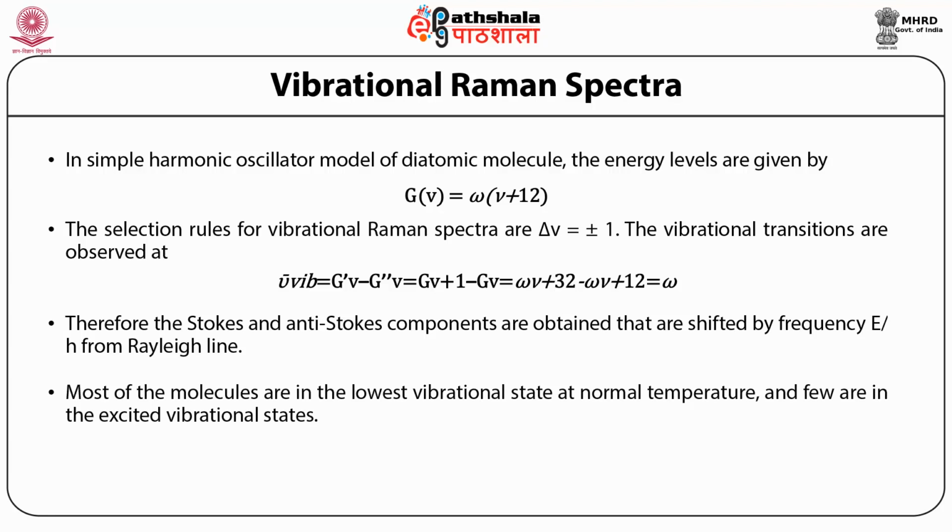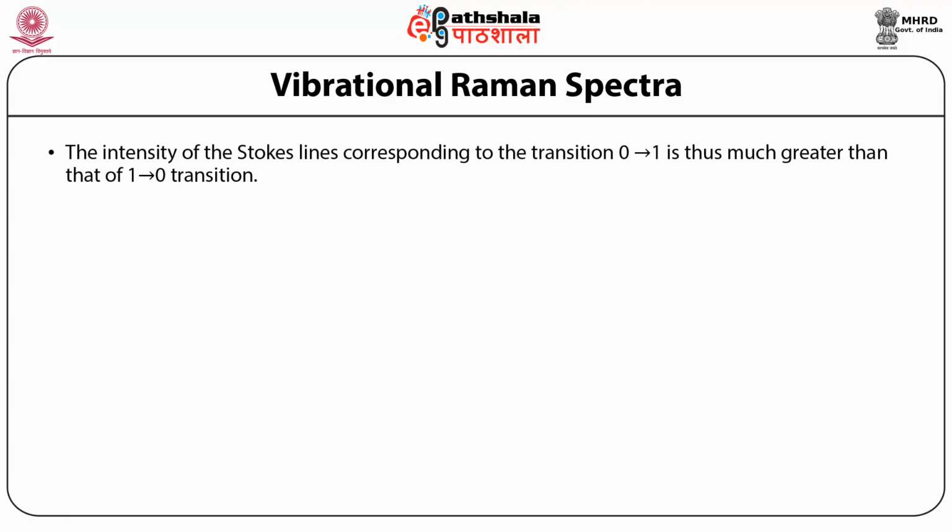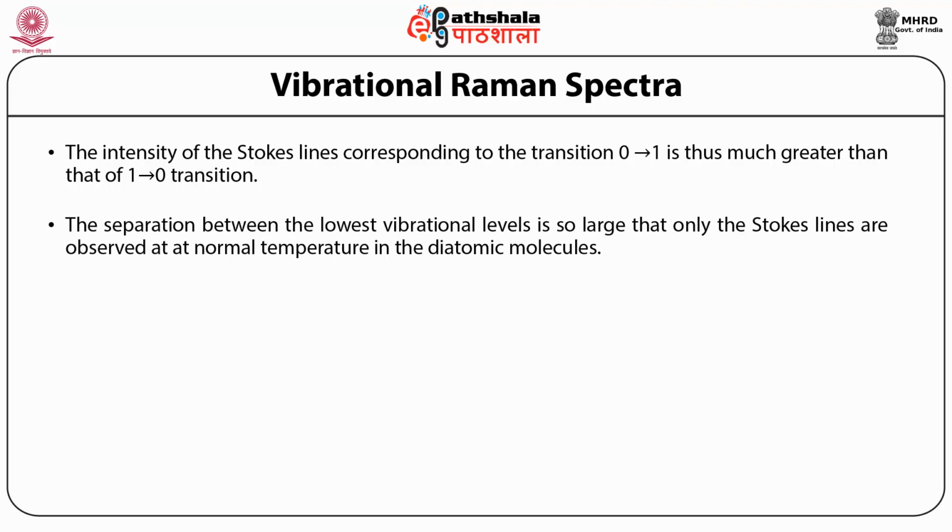Most of the molecules are in the lowest vibrational state at normal temperature and few are in the excited vibrational states. The intensity of the Stokes lines corresponding to transition 0 to 1 is thus much greater than that of the 1 to 0 transition. The separation between the lowest vibration levels is so large that only the Stokes lines are observed at normal temperature in diatomic molecules.